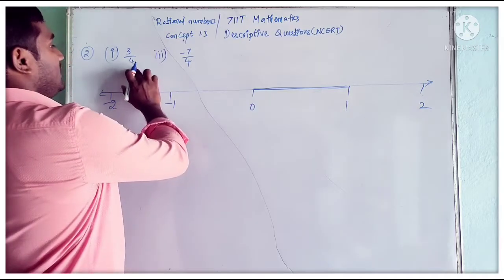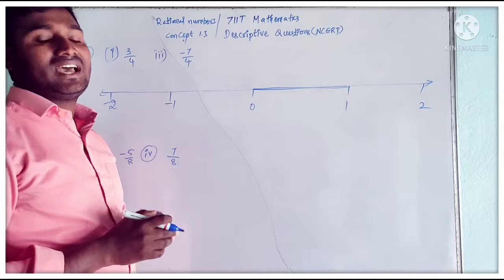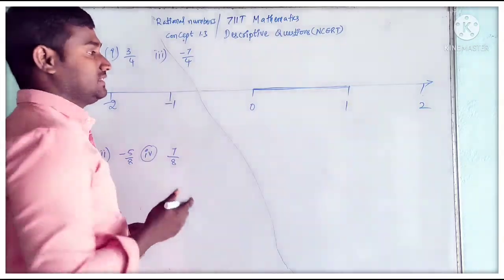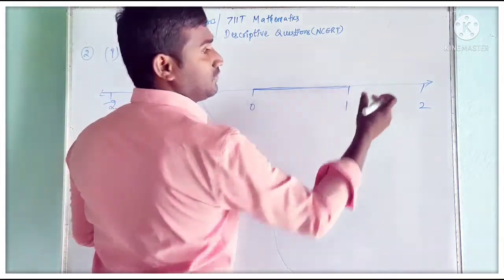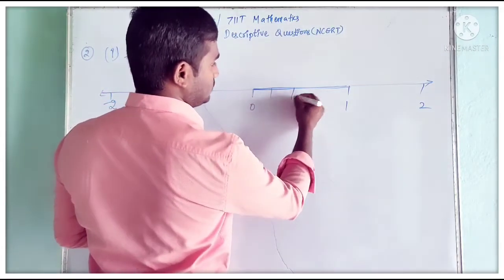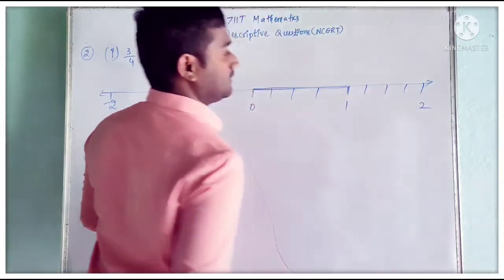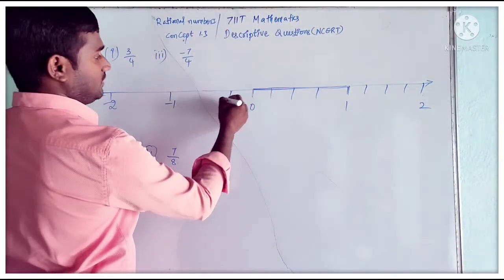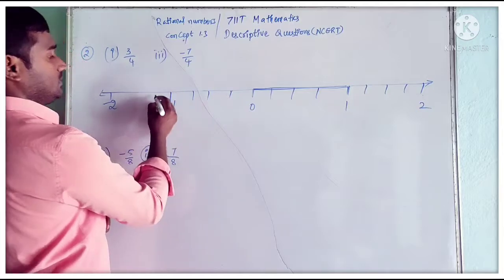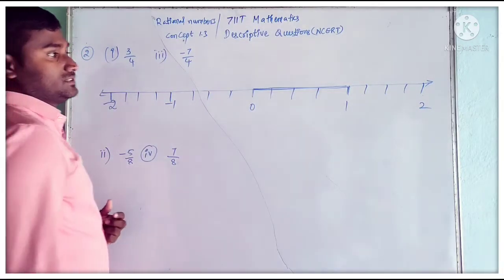And what is the denominator? We have 4, so we need to divide each distance into 4 equal parts. So each interval you can make 4 equal parts. So I am taking 1, 2, 3, 4. Next, 1, 2, 3, 4. Next, 1, 2, 3, 4.